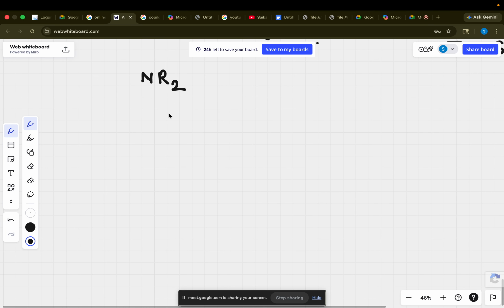How many valence electrons does nitrogen have? 5, right? So if you have R2, that means 2 electrons are already involved in covalent bond formation with these two alkyl groups, right? If nitrogen has 5 valence electrons and 2 are involved in bonding with the two alkyl groups, how many electrons are left? 3 electrons left. So I can draw it like this: 1 electron here, and a lone pair here.